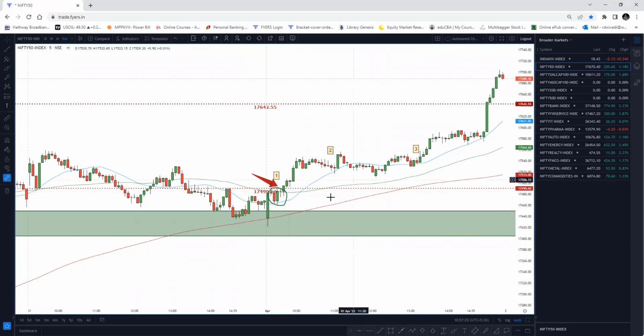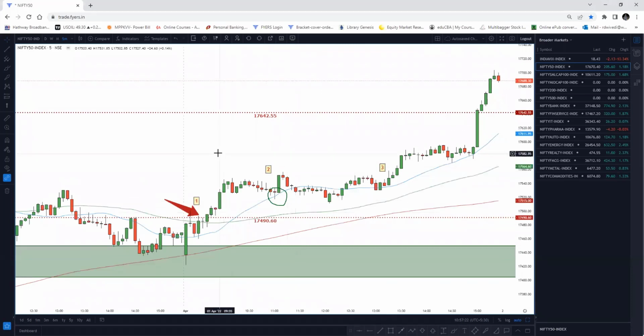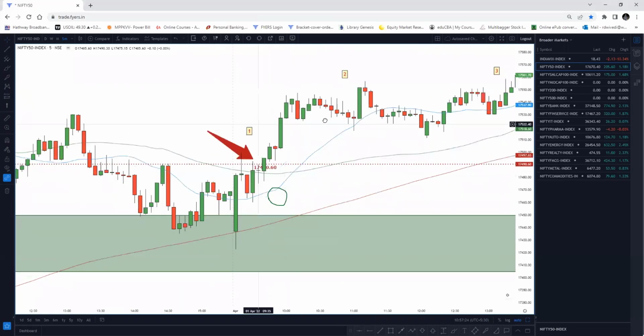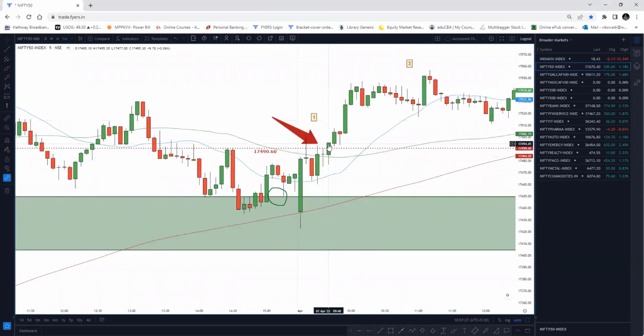Because see what has happened before this bar. Let me zoom out a little bit so that you can see it very clearly. This was the first breakout bar. But before it, we have the wide range bar and the consolidation, but all of that has happened below the daily resistance area, which was 17,400.